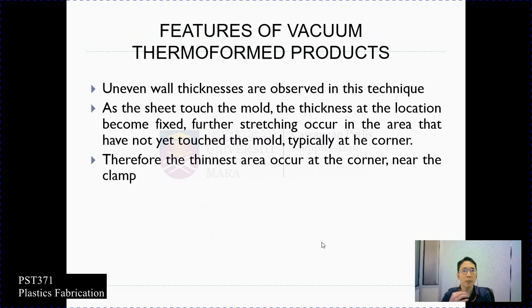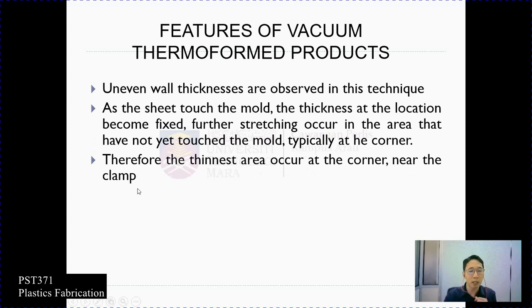Okay, the features of a vacuum thermoformed product. Of course, thermoforming will produce uneven wall thickness in this technique. As the sheet touches the mold, the thickness at that location becomes fixed. Further stretching occurs at the areas that have not yet touched the mold, typically at the corner. So this one is a typo, the corner. Therefore, the thinnest area occurs at the corner near the clamp.